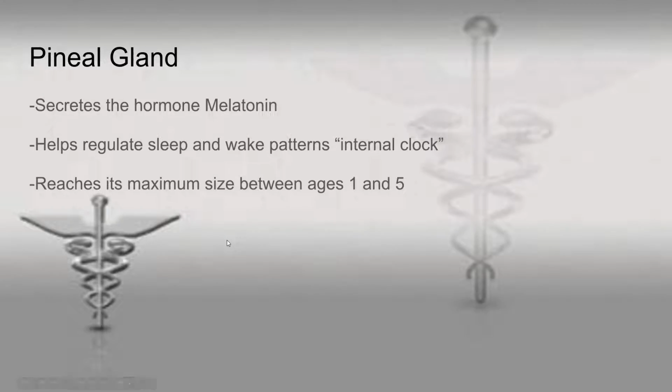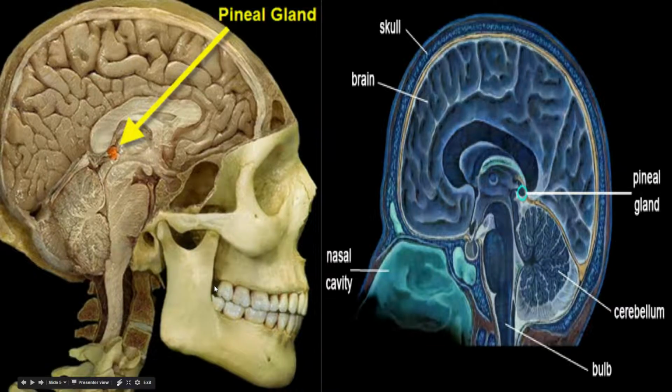The pineal gland is a gland in the endocrine system that is responsible for secreting the hormone melatonin. The hormone melatonin is responsible for sleep and wake cycles and helps regulate daily biological rhythms. This gland reaches its maximum size between ages 1 through 5. Here are some pictures of the pineal gland.